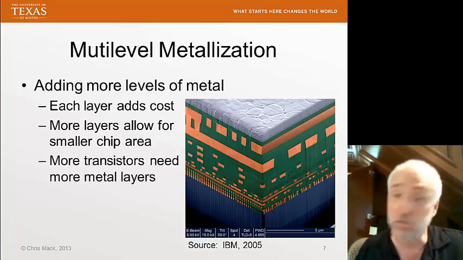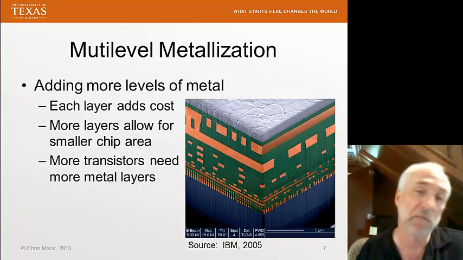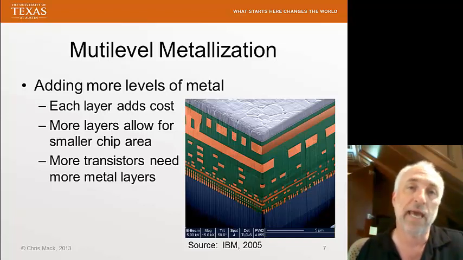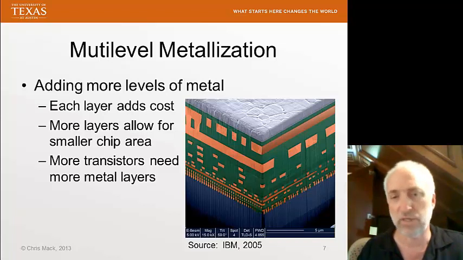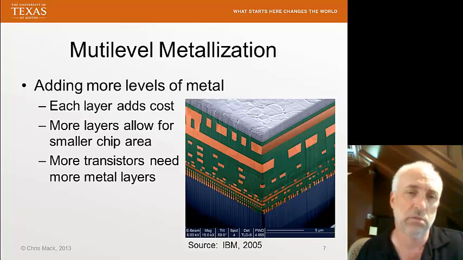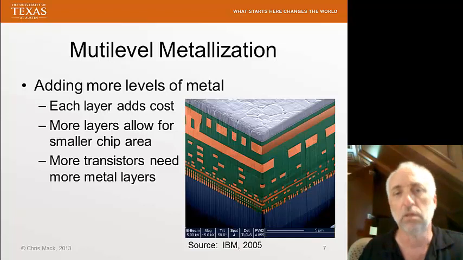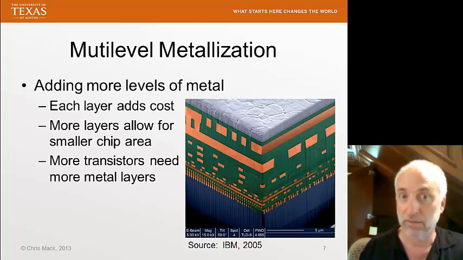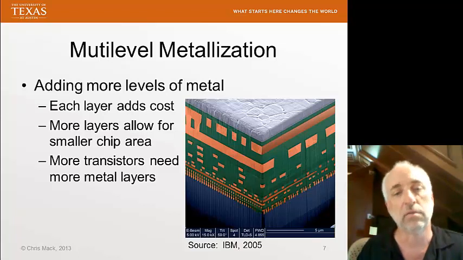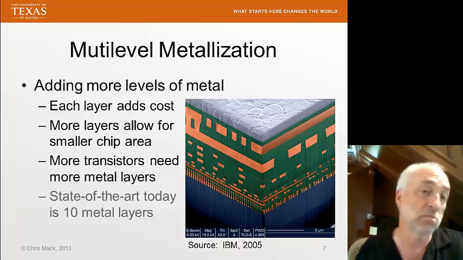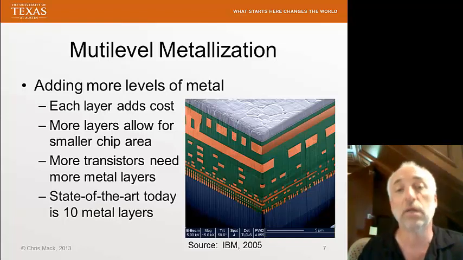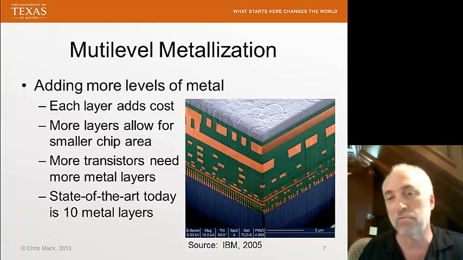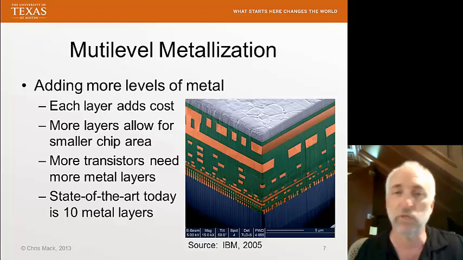The more transistors we have, the more metal layers we need. When we had 1 million transistors, we needed 3 or 4 levels of metal. When we had 10 million transistors, we needed 5 or 6 levels of metal. When we had 100 million transistors, we needed 7 or 8 levels of metal. And today we have 1 billion transistors, and state of the art is on the order of 10 layers of metal to make all the connections that we need to make.